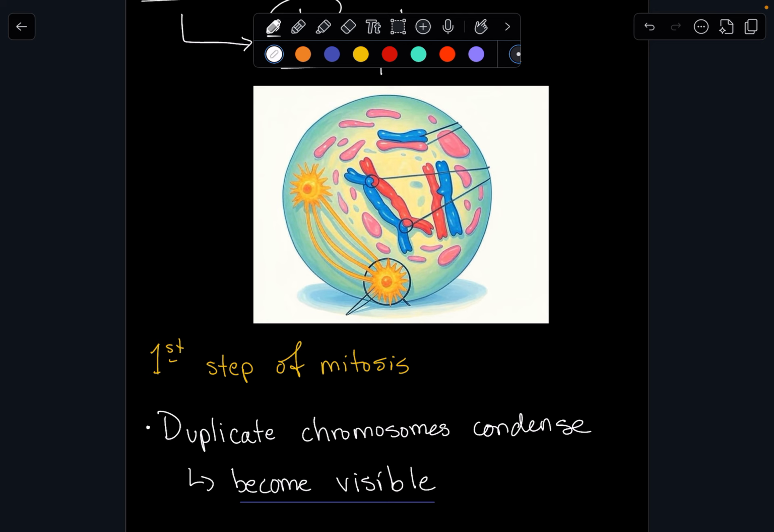So here, let me get the pointer right here. Here we have our chromosomes. We can see them, and we have duplicate chromosomes. So that means that we are officially in the first phase of mitosis, known as prophase.